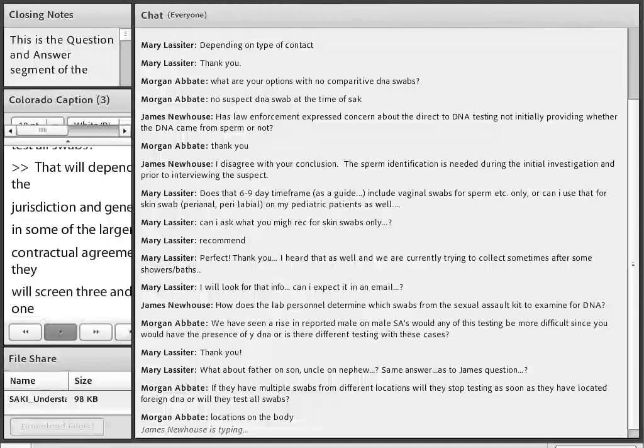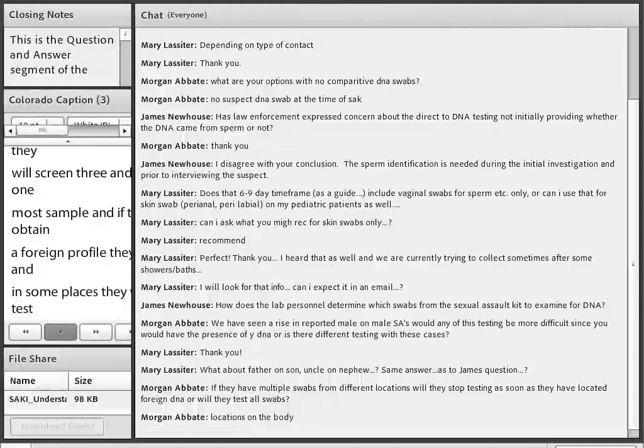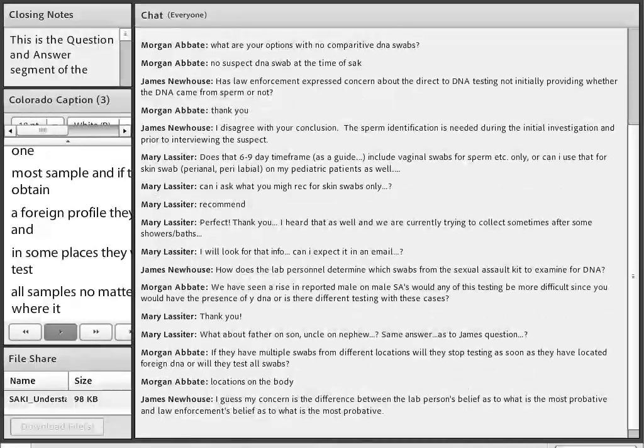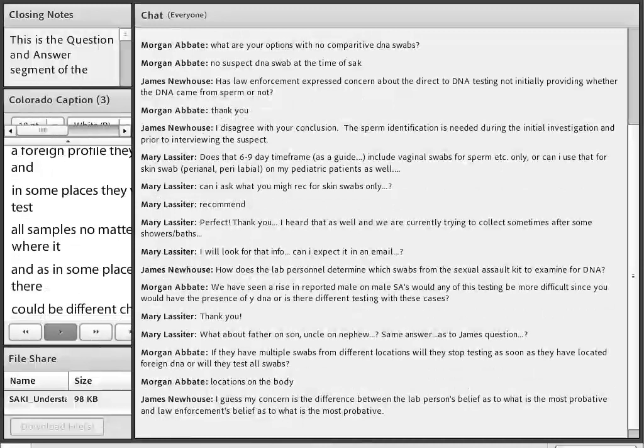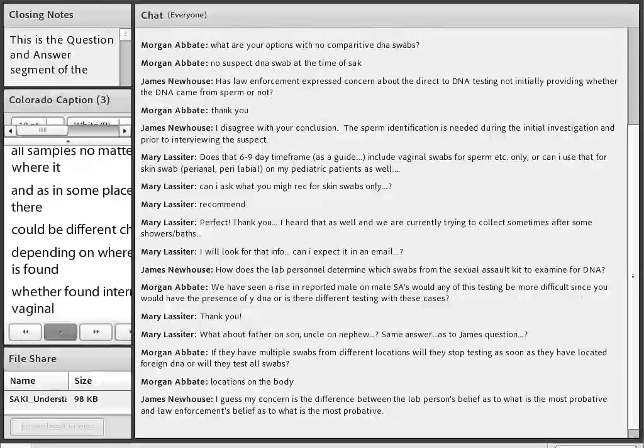In some places, there could be different charges depending on where the DNA is found, whether it's found internal vaginal, internal anal, or from the body. So that's just kind of how the procedure is going to start.